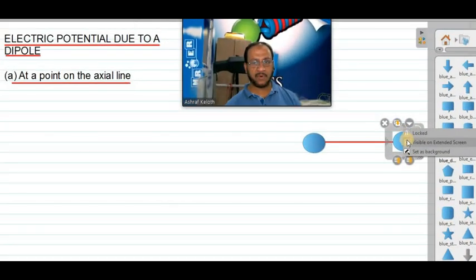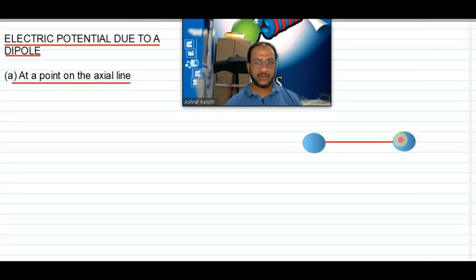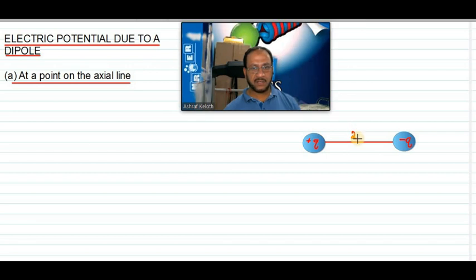Suppose this is a dipole. This point will take minus q. This is the minus q charge, and this is the plus q charge. Usually, what will be the distance between the two charges in a dipole? For a dipole, 2a is the distance between the two charges.